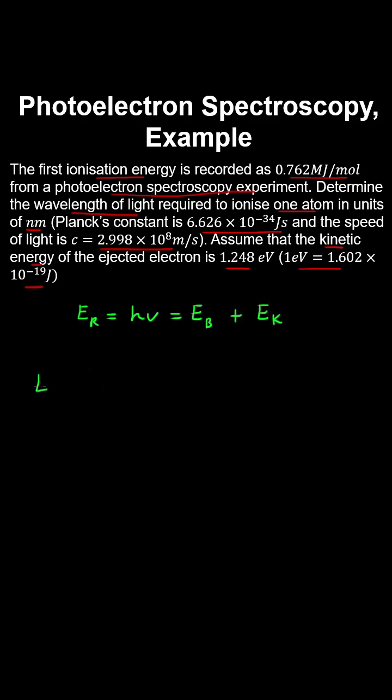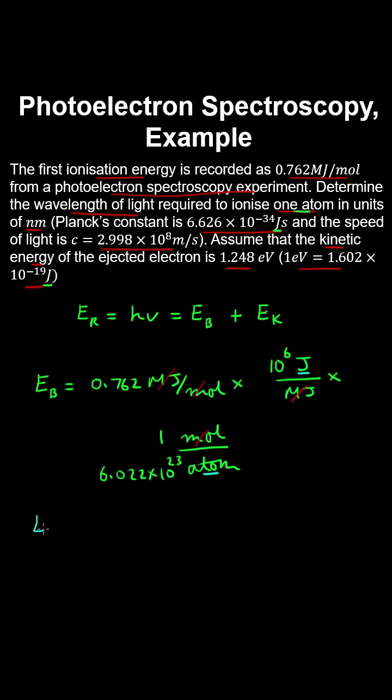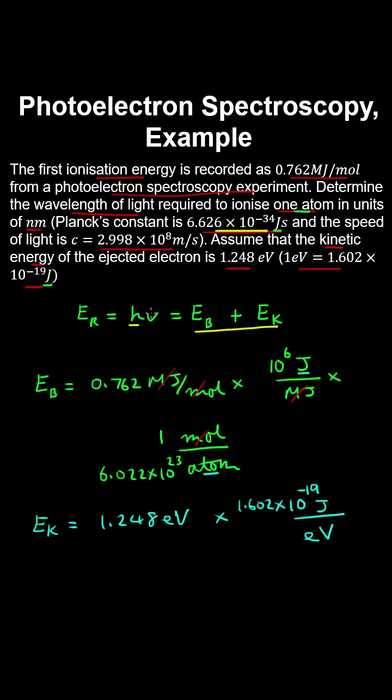Now the binding energy is given in megajoules per mole, so we need to convert it in units of joules per atom. And the kinetic energy of the ejected electron can be converted from electron volts to joules. And then you can substitute into this expression and divide through by Planck's constant, which gives you the frequency of light, and the wavelength of light can be obtained using the following expression. So speed of light is the wavelength by the frequency. Then convert this to nanometers. Then use the correct number of significant figures and post your answer in the comments.